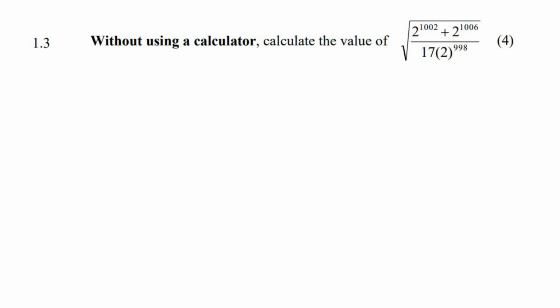So without using a calculator, calculate the value of this. Whenever you get a question that is like 2 to the 1002 plus 2 to the 1000, and I know this says 6, but I'm going to just change it up. There we go, 2008. Whenever you get something like this in mathematics, I want you to do this. Take out a common factor. The common factor will always be the lowest one.